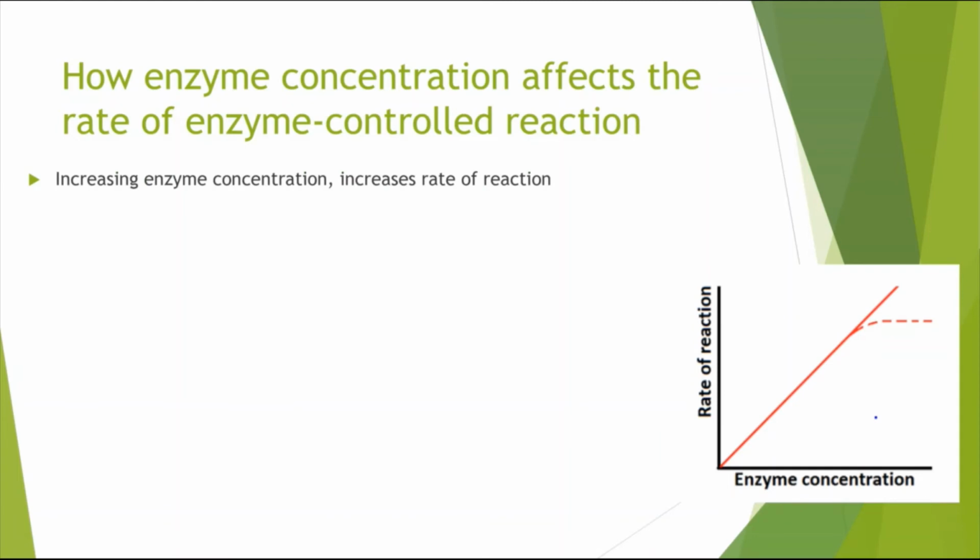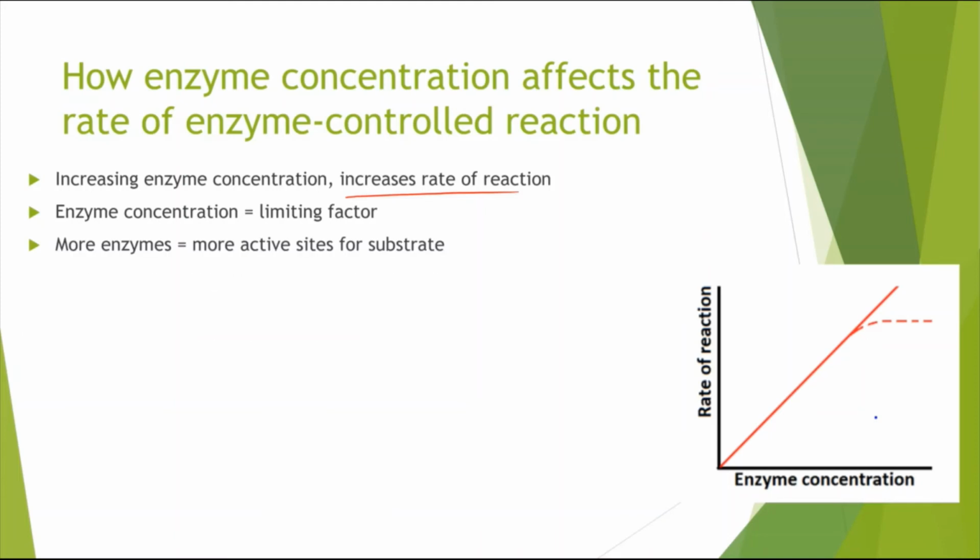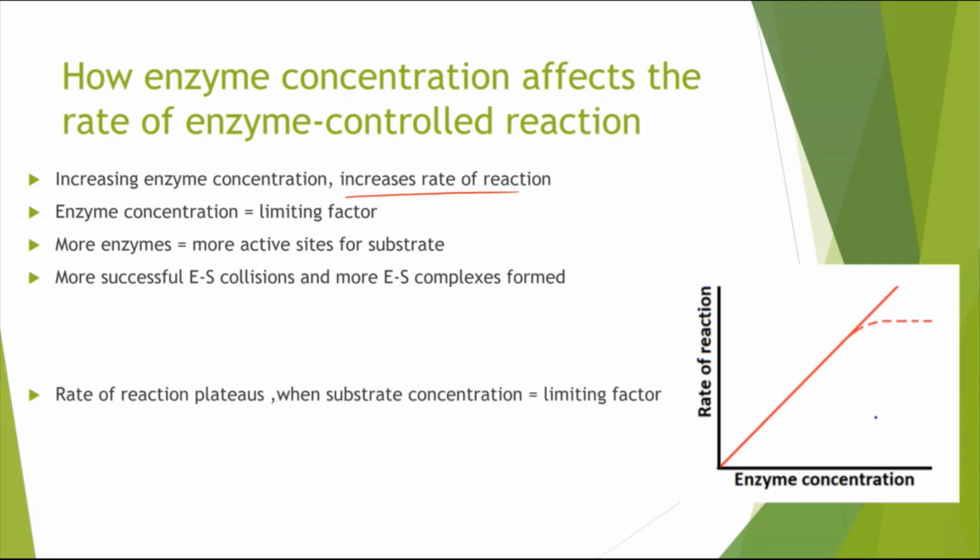So what happens is that increasing the enzyme concentration would increase the rate of reaction, and this is because again enzyme concentration is the limiting factor this time, and if there are more enzymes, there will be more active sites available for the substrate to bind to, therefore more successful ES collisions and more enzyme substrate complexes being formed.